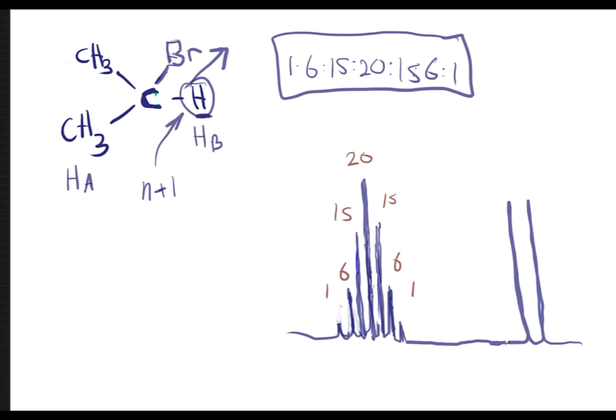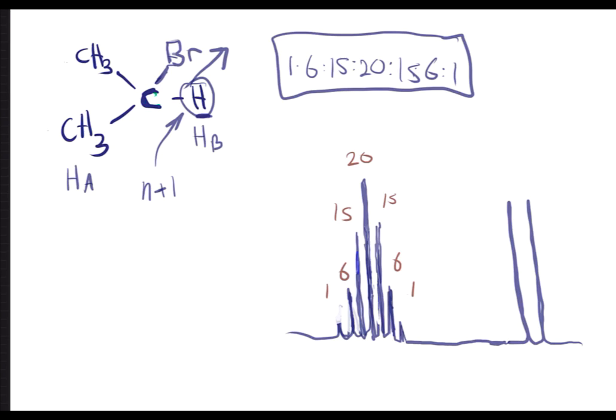And then for the doublet that corresponds to the methyl groups, you will have just 2 peaks, because it's only split by HB. All 6 of the HAs are only split by 1 HB.